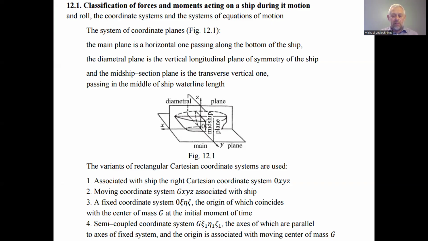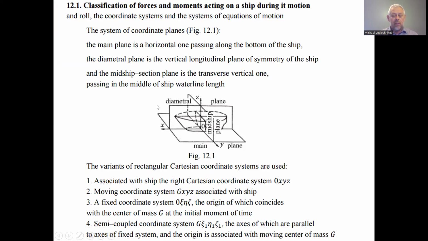the rolling or the motion under controls, first of all is the general, the theoretical definition of the coordinate system. So it's important for this issue to determine the elements of the ship motion in the water. So we have the scheme of the coordinate planes on figure 12.1. We have here three planes.